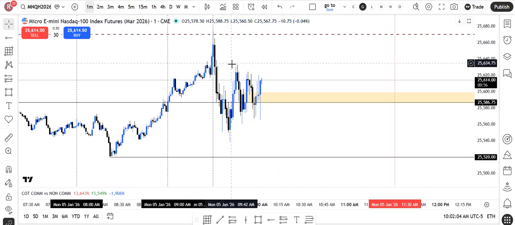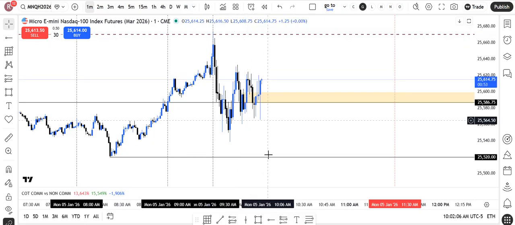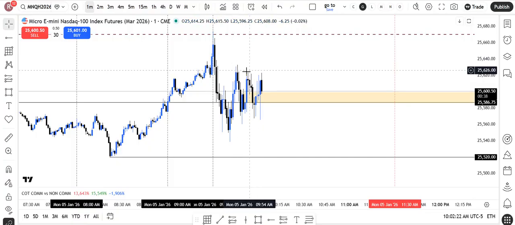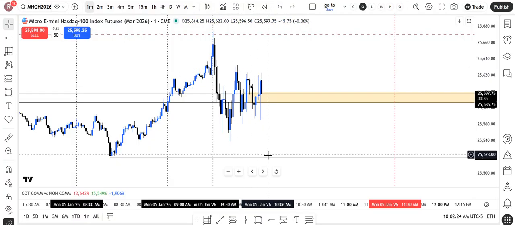Y'all like this price action? Up, down, up, down, up, down, up, down. Because I don't. This is the stuff that I don't like to trade. I still don't like this. It seems like it's too clean for me.